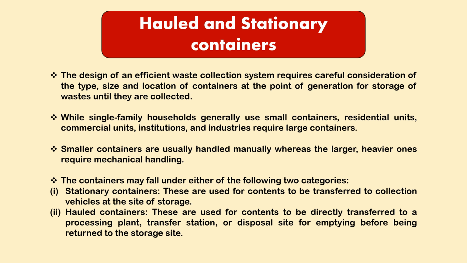And next one is hauled containers, which is used for the contents to be directly transferred to a processing plant. Means they will take the container along with the waste material from the storage point to the disposal site, and there they will empty the containers and then return it back to the storage site. So these are mainly two types of containers.